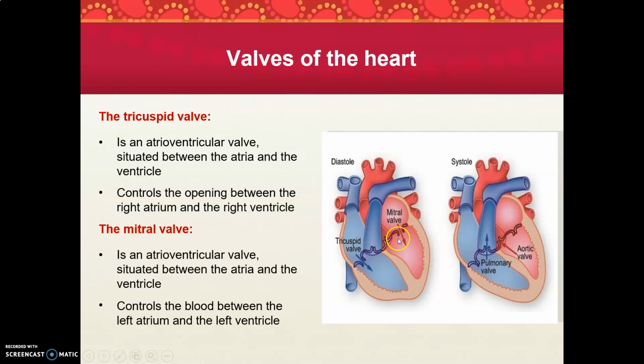The mitral valve or the bicuspid valve consists of two flap-like structures. It is present between the left atrium and the left ventricle.